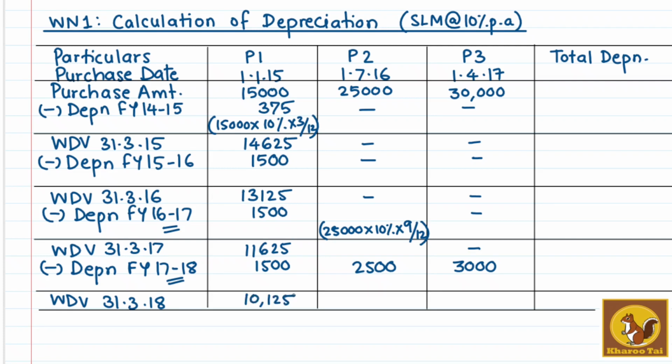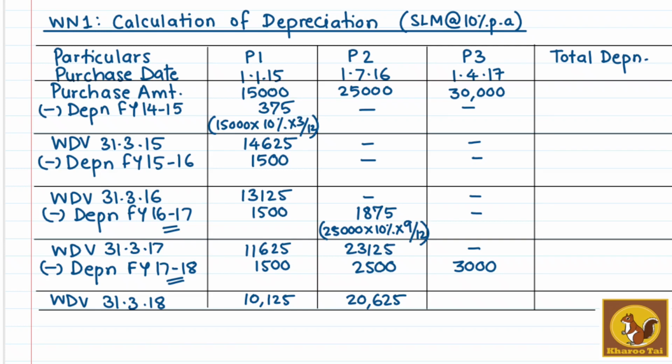Now plant 2, first and second year it wasn't there. In third year it was purchased. 25,000 into 10% is 2,500. And for 9 months, into 9 divided by 12, the amount is 1,875. That will reduce from 25,000, 23,125. And next year again 2,500 is reduced. You will get 20,625. So plant 2 working is also done.